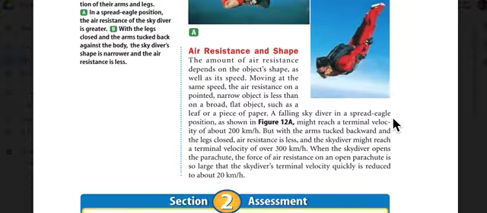A falling skydiver in a spread eagle position, as shown in figure 12, might reach a terminal velocity of about 200 kilometers per hour. But with arms stuck backward and legs closed, the air resistance is less, and the skydiver might reach a terminal velocity of over 300 kilometers per hour. When the skydiver opens the parachute, the force of air resistance on the open parachute is so large that the skydiver's terminal velocity is quickly reduced to about 20 kilometers per hour.